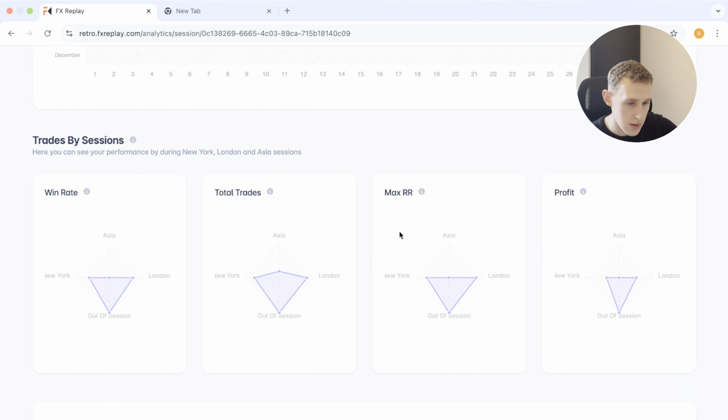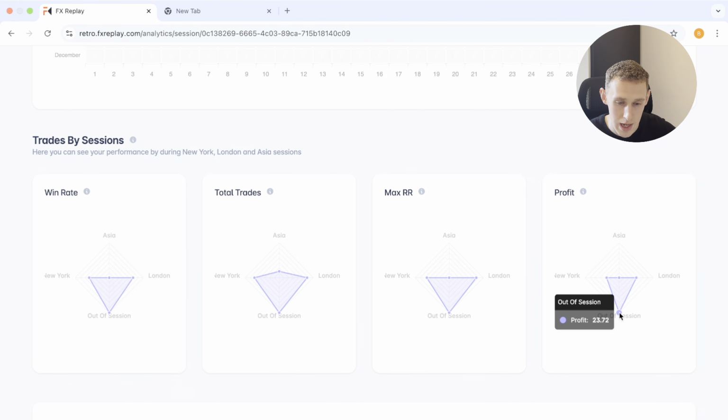In terms of the sessions, obviously we didn't trade Asia session, so there weren't any trades in Asia session. London and New York were pretty much equally as profitable, and we took the same number of trades. Actually, you can see over here, London was slightly more profitable, but we had pretty much the same number of trades in each session.